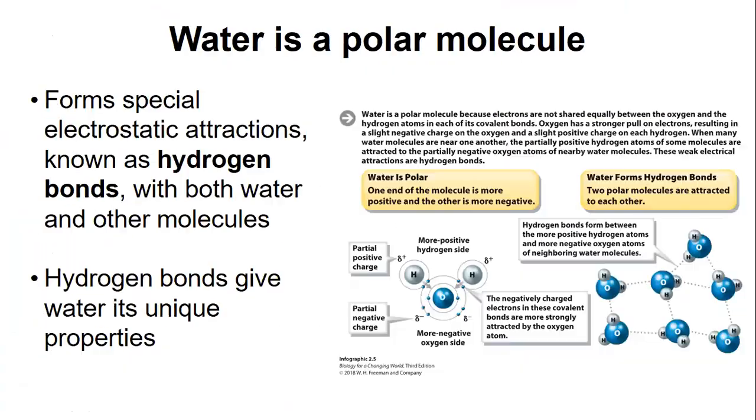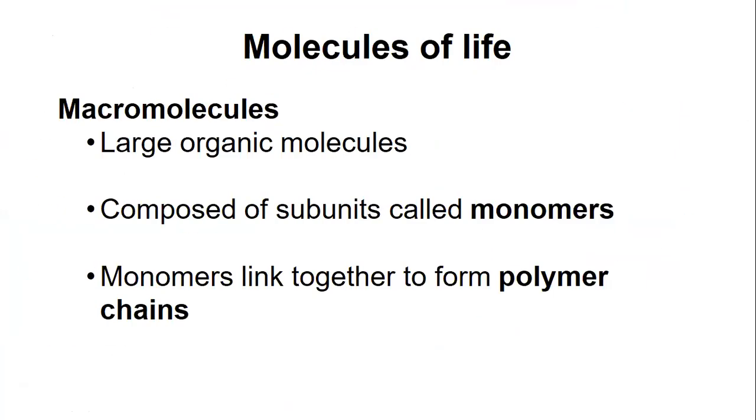All right, now we go backwards to right here. Remember we did this? Now we're going to talk a little bit about macromolecules. Macro, large molecules, right? So large organic molecules. Subunits known as monomers. You can think about mono meaning one.